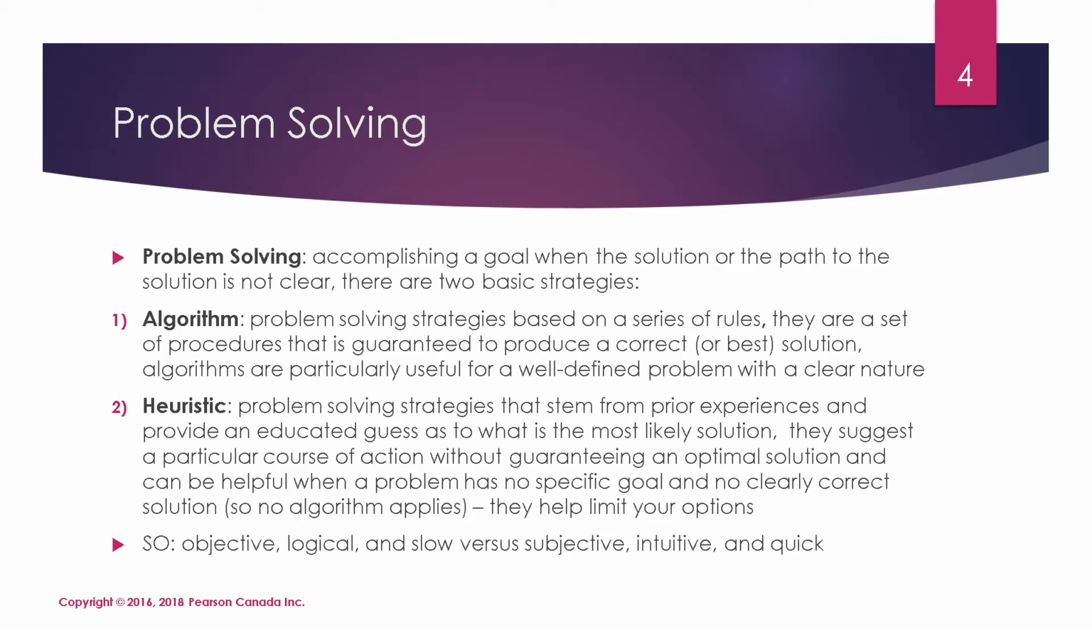So the main difference between them is that an algorithm is objective, logical, and slow. For example, if you're making a dish or baking a cake, following the recipe would be using an algorithm because you're going about it step by step in a methodical pattern. Whereas heuristics are more subjective, intuitive, and quick.